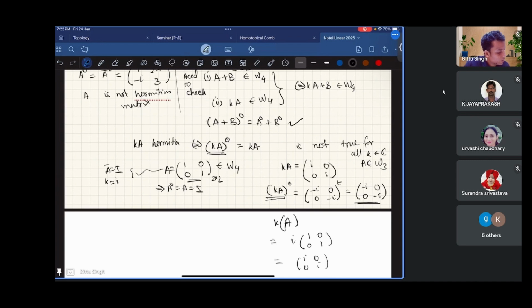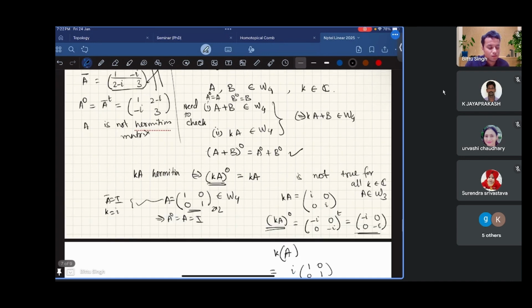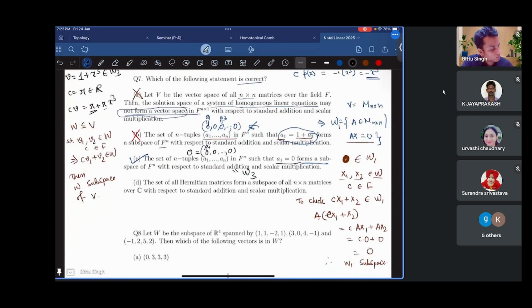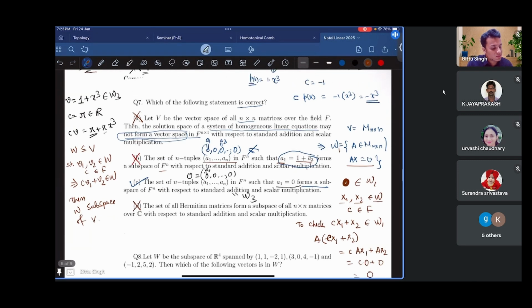But if we multiply with k, it will become this. So from here, it is clear that it is not closed under scalar multiplication. Is it okay? Okay. So this is not true. Though it is closed under addition, it is not closed under any scalar multiplication. So this is false. So option C is the only answer.